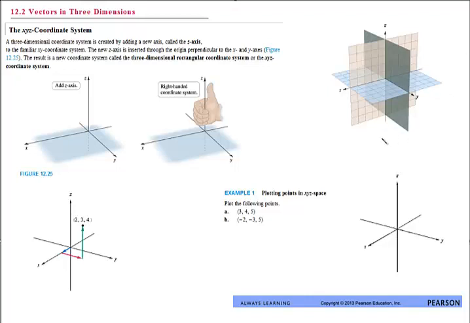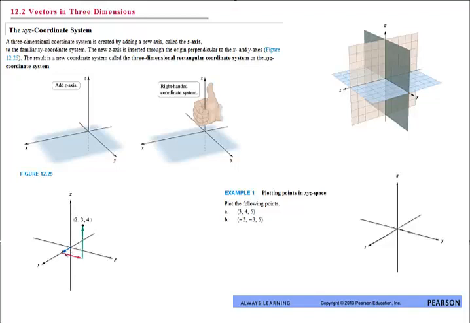We are getting ready to begin section 12.2. We're going to be talking about vectors in 3 dimensions. We're going to look at an XYZ plane. It's very difficult to try to visualize this XYZ plane because we are trying to do this on a 2-dimensional surface. So we're going to have to imagine this point extended out in space coming towards us.